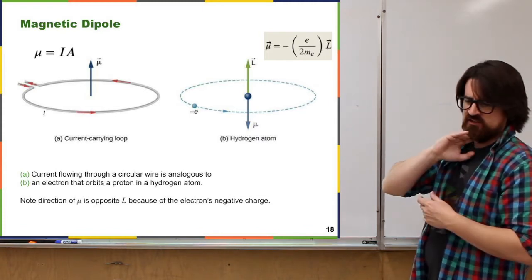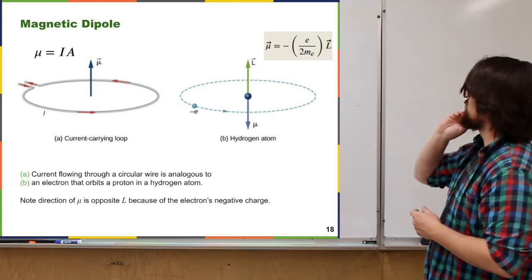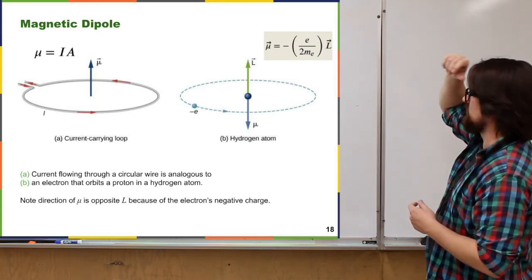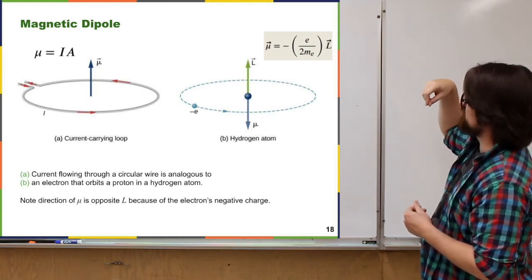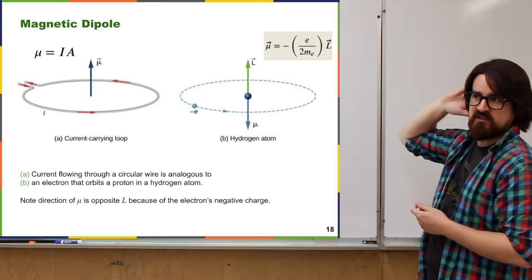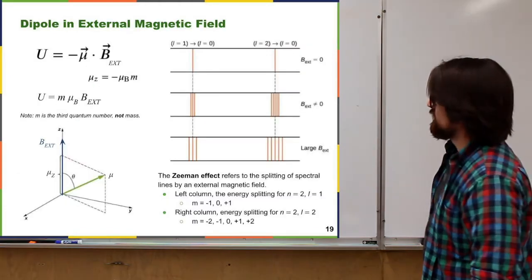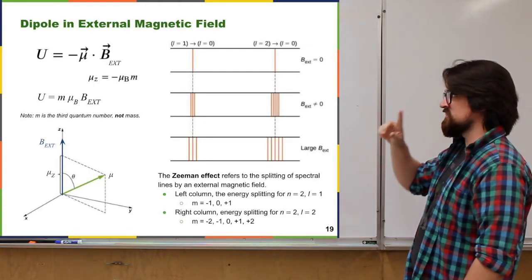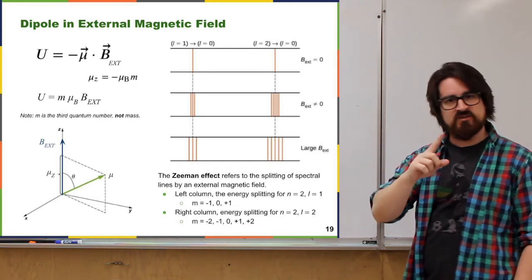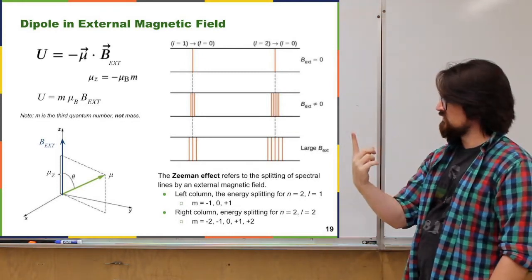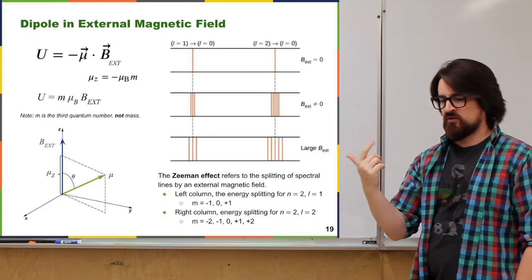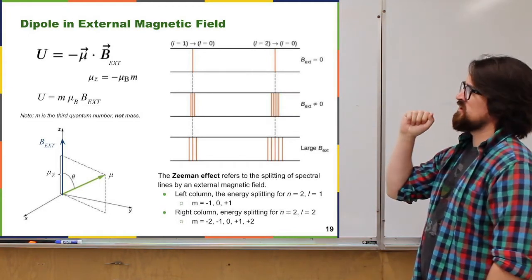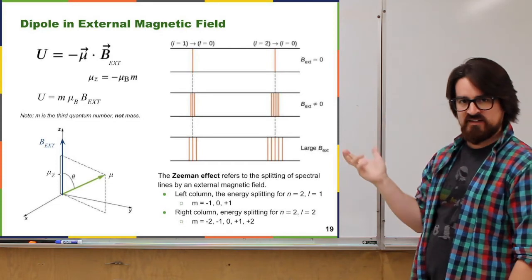And the book goes through it pretty well, so I'm not going to step through that. But you end up getting this relation, where the magnetic dipole is equal to minus some constant value multiplied by the angular momentum. That's important because that magnetic moment, due to the electron orbiting the proton, can have different amounts of energy overall if it's in some kind of external magnetic field.